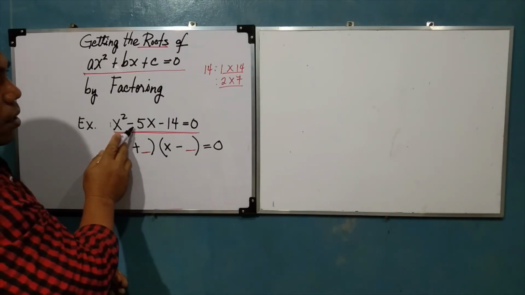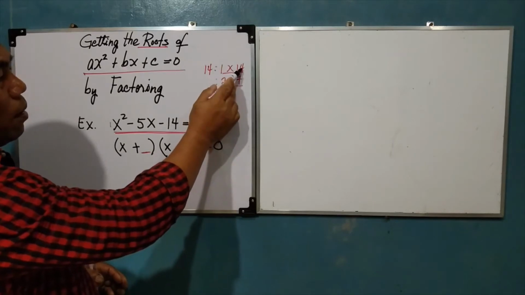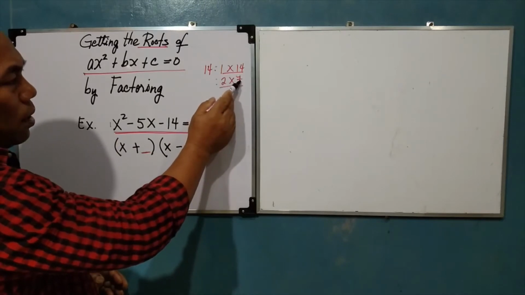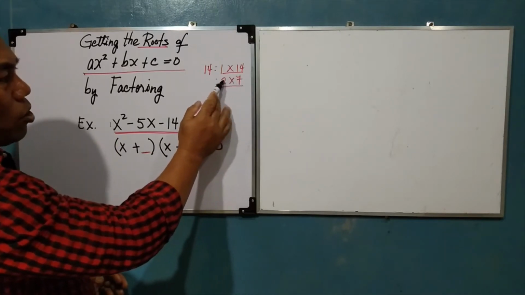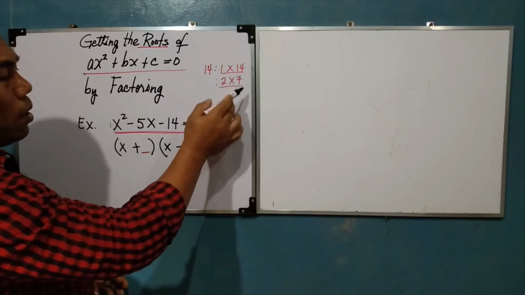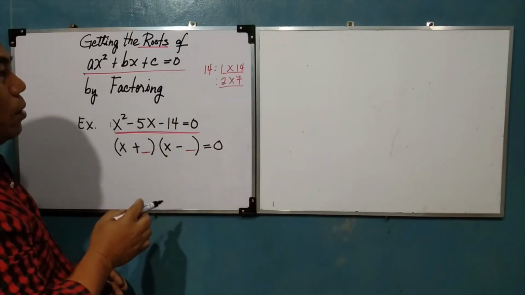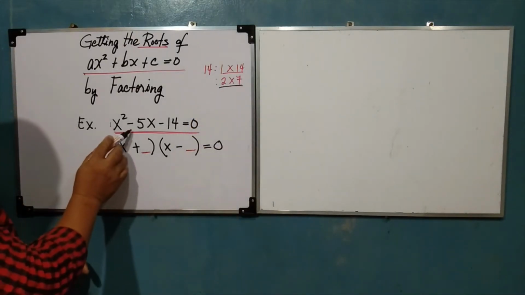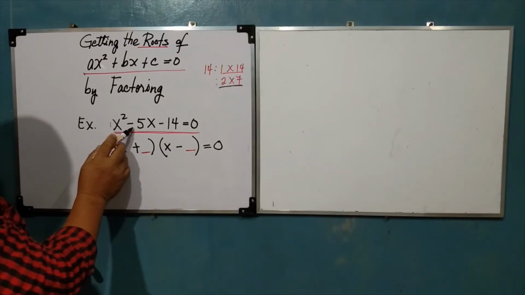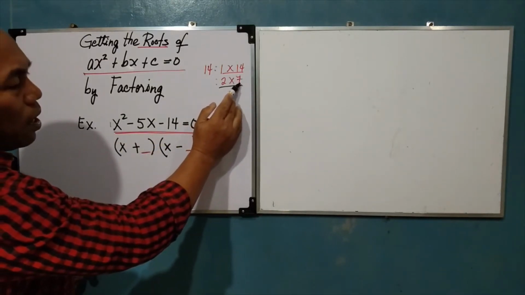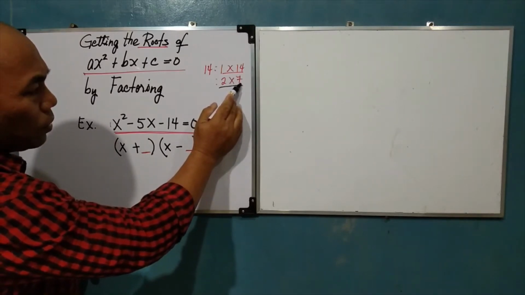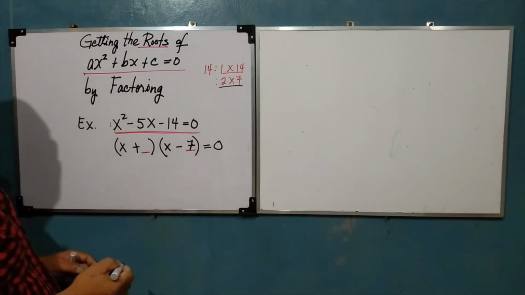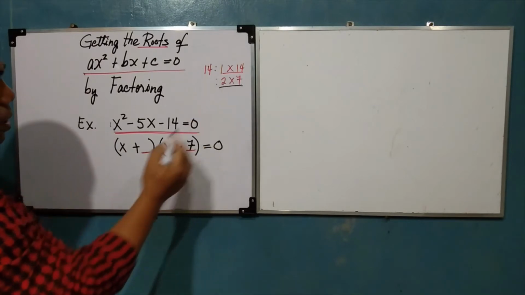Okay? If you have this, 1 minus 14, you will not get this. But if you will have this, 7 minus 2, that is equal to 5, or 2 minus 7, that is equal to negative 5. So, we can use this. How? Since this second term of the quadratic equation is negative, have the bigger factor be placed here. Place it here. And the smaller factor here.